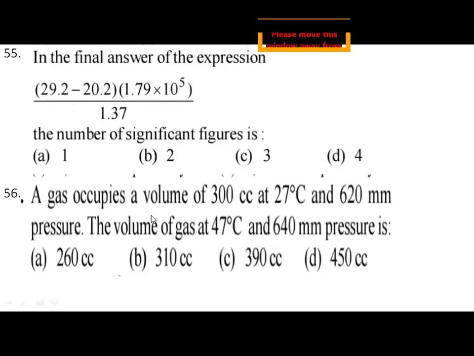Okay. Next, a gas occupies a volume of 300 cc at 27 degrees Celsius and 620 mm pressure. So this is the temperature given and the pressure given. What is the volume of the gas at 47 degrees Celsius and 640 mm pressure? Yes, this is actually one of the questions which comes in second PUC also. We know that states of matter we also come across.